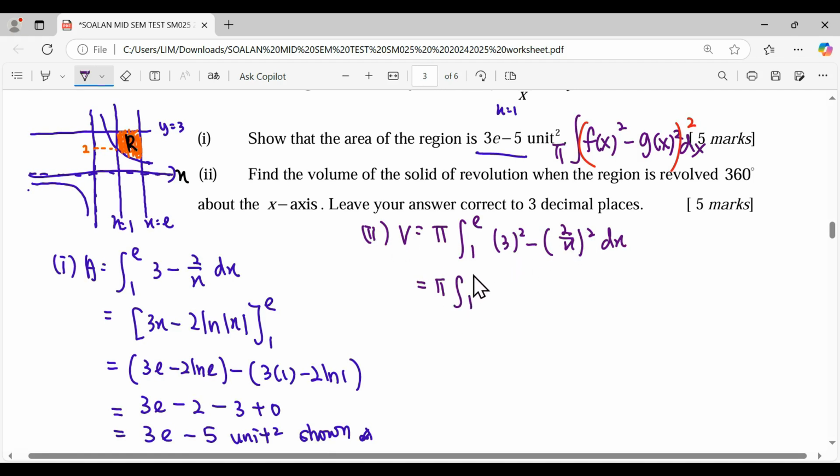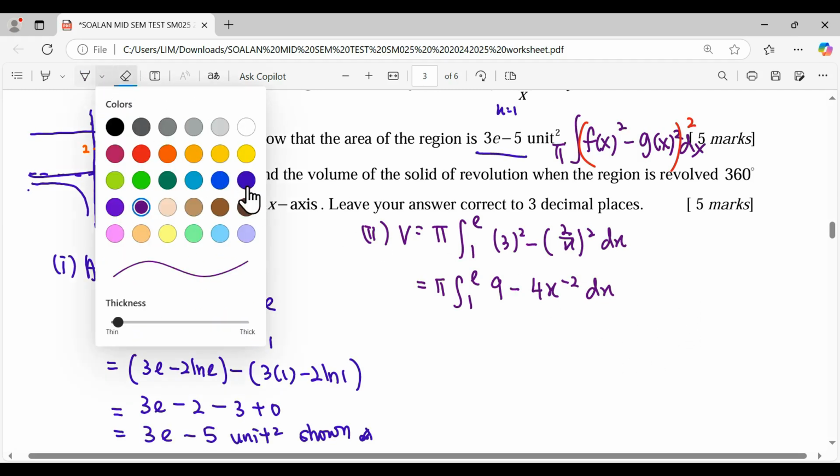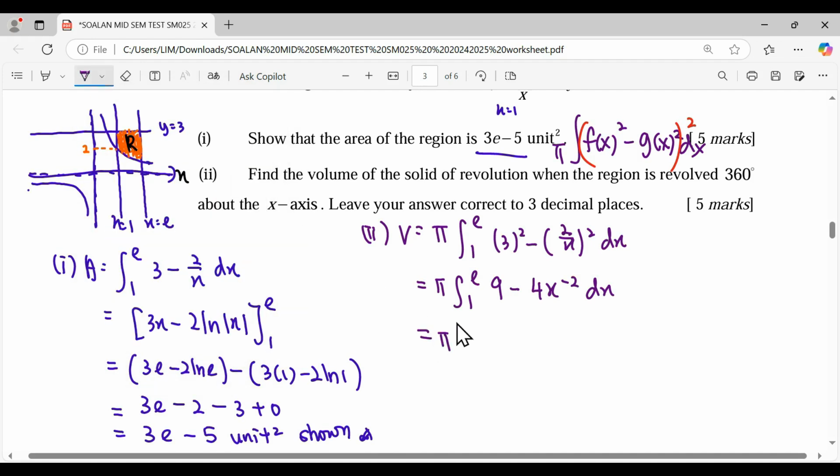Okay, square them one by one. So we expand this first. This is 9. This is 4x to the power of minus 2. When the x denominator is not negative 1, we move it up and it becomes x to the power of negative 2. So only 1 over x will remain in fraction form to integrate. So continue. Integrate 9, we get 9x. This one, power plus 1 over the new power, and we simplify this.